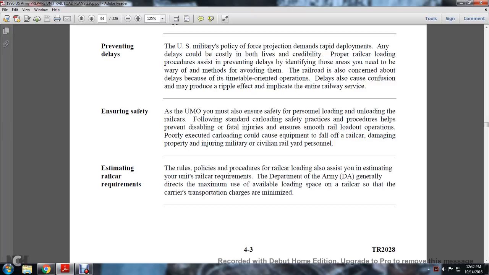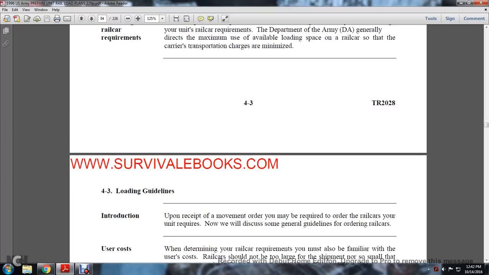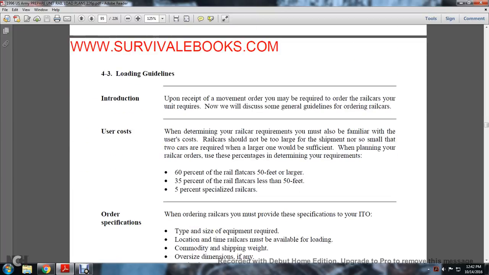The Department of the Army generally directs the maximum use of available loading space for the railway car so that the carrier's transportation charges are minimized. 4.3, loading guidelines. Upon receipt of the movement order, you may be required to order the railway cars your unit requires. We will now discuss some of the general guidelines for ordering railway cars.